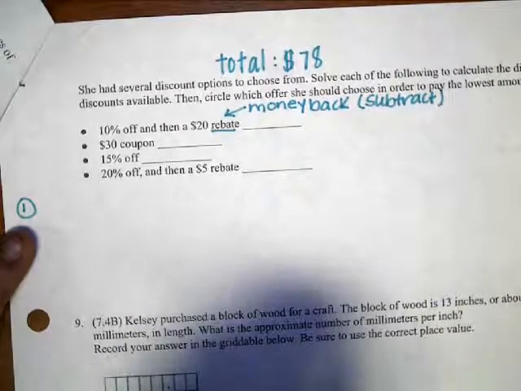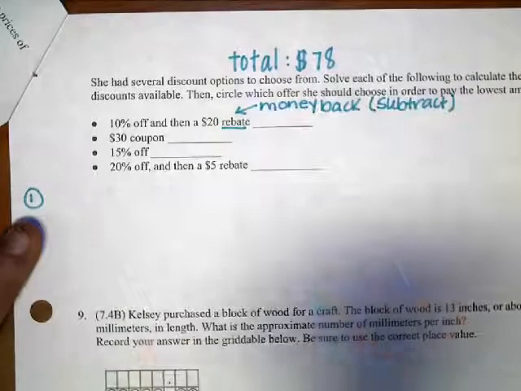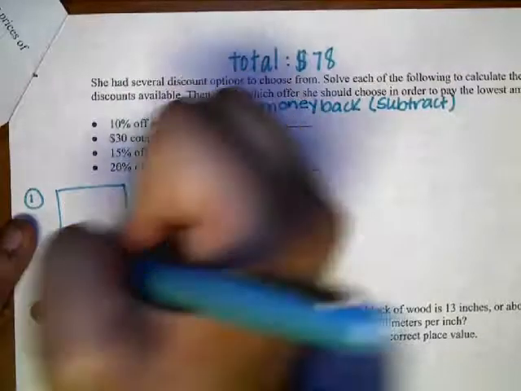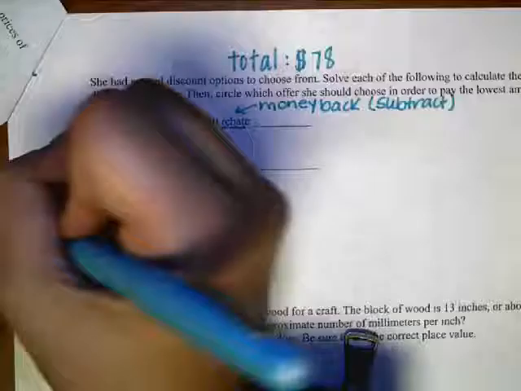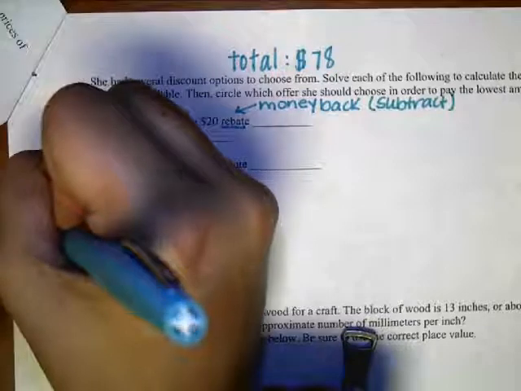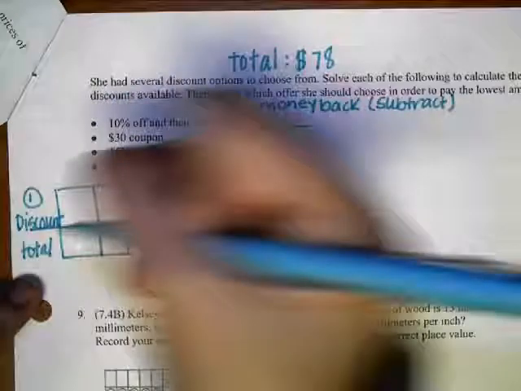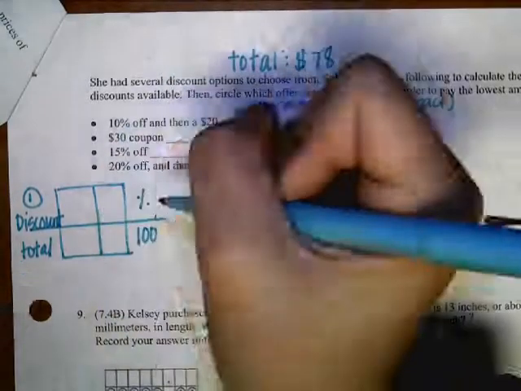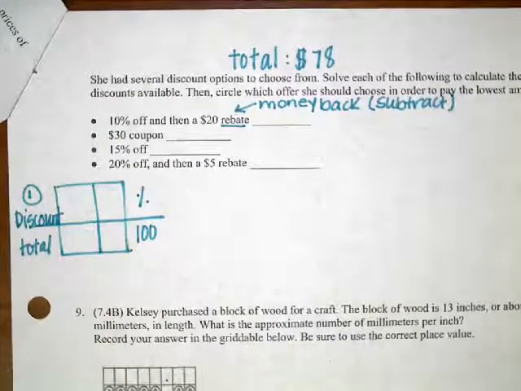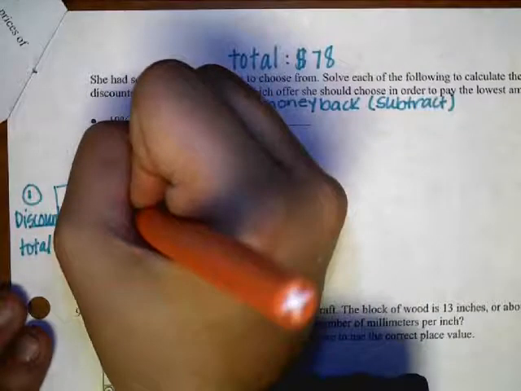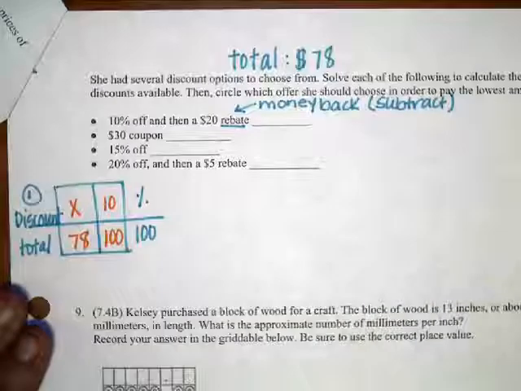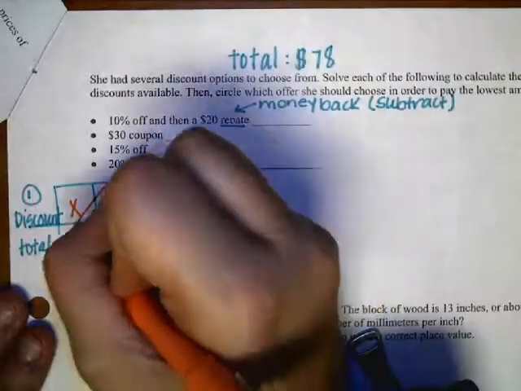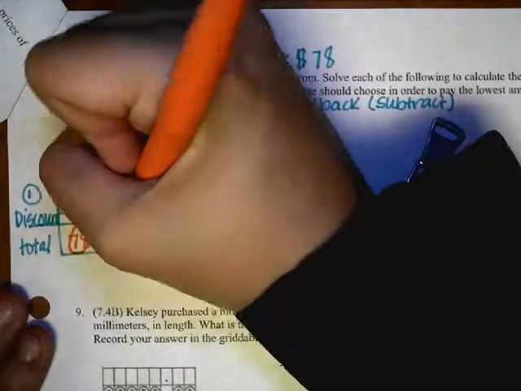Okay, so she gets 10% off. We need to find 10% of $78 by creating a box. It's going to be discount over total, percent over 100. Percentage is 10. Percentage is always over 100, and we know our total is 78. So we're looking for that discount amount. Create a cross product and solve for x.